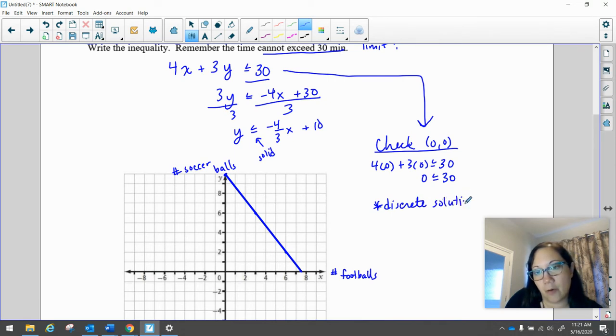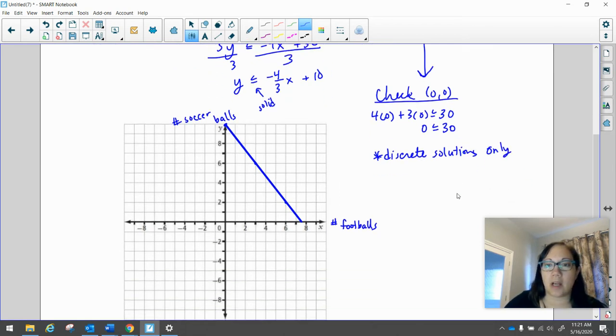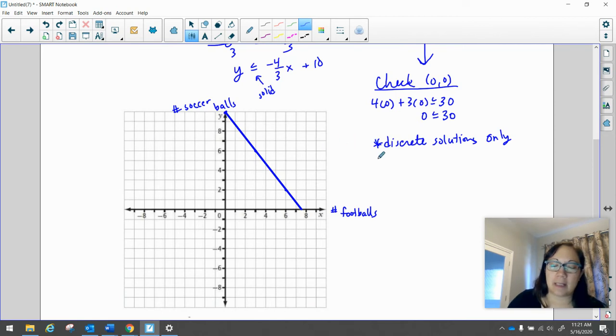I'm going to assume that we cannot make part of a soccer ball or part of a football. It didn't really say in the question that that was the case, but I'm going to assume it. So we can only have whole numbers of footballs and soccer balls.